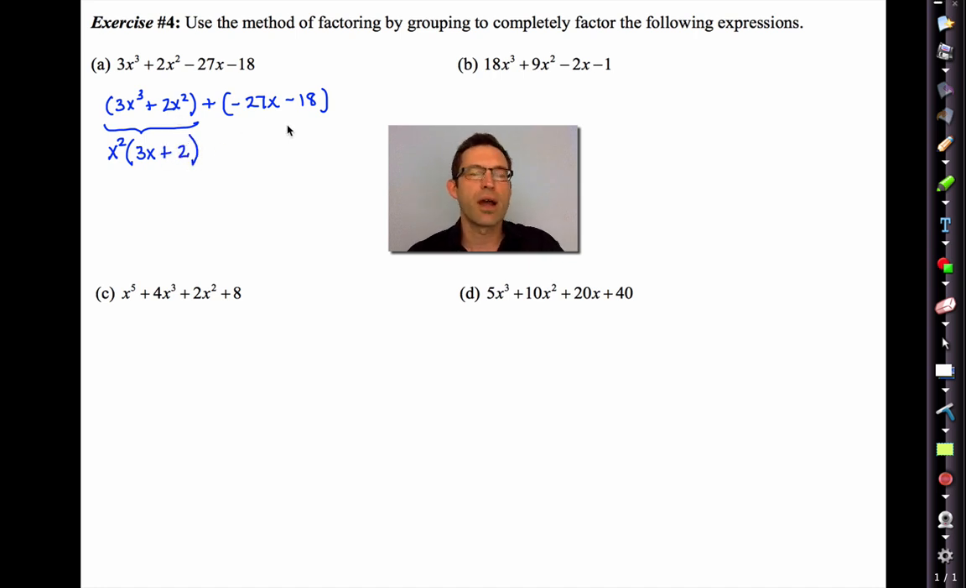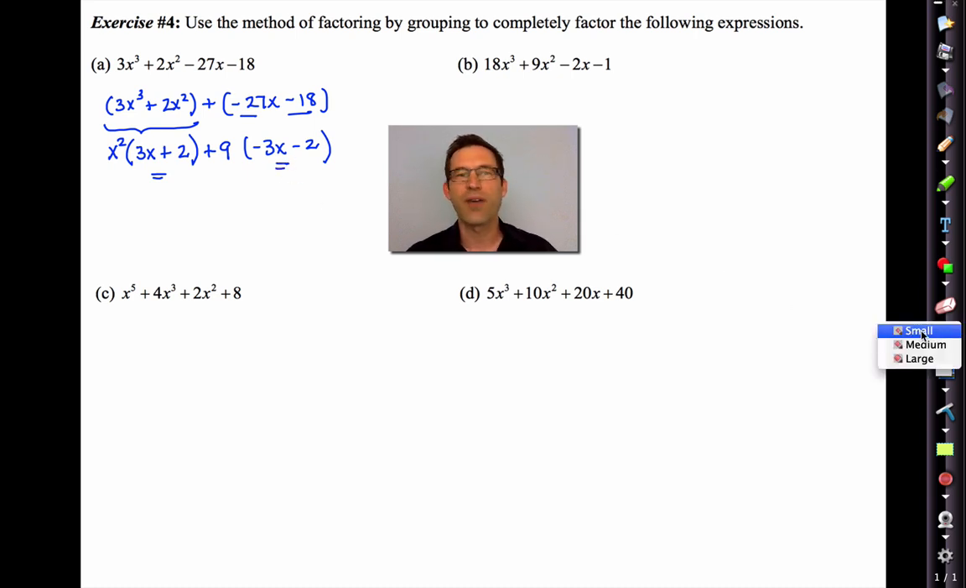Now, what can we factor out here? Well, here again, we're going to look for a GCF, and we've got a negative 27x and a negative 18. The number that goes into both 27 and 18 is 9. And we could certainly factor a 9 out, and it would look like this. Now, I'm going to go back and change this, so don't write this down yet. I could factor a 9 out, but notice this binomial and this binomial are not the same. This could be the trickiest thing about factoring by grouping.